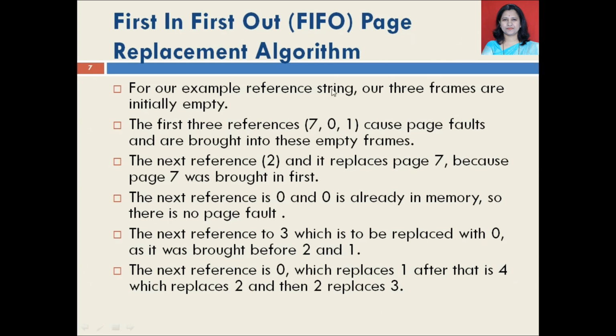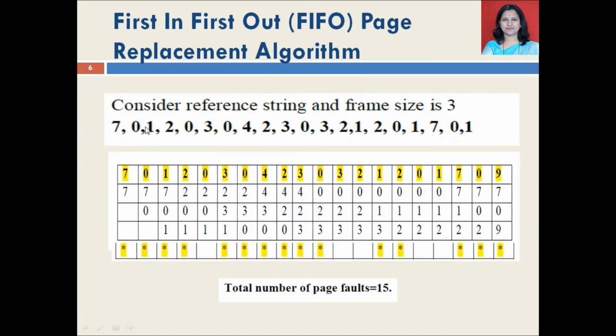For this particular example reference string, our 3 frames are initially empty. So the first 3 references, here the 7, 0 and 1.